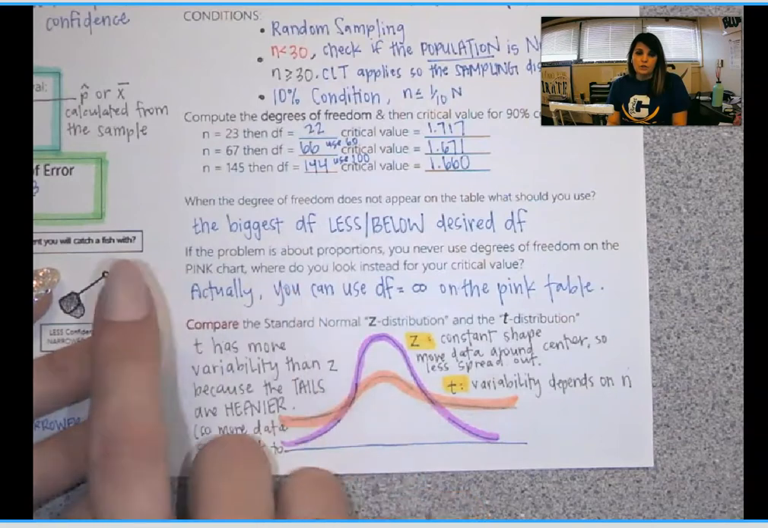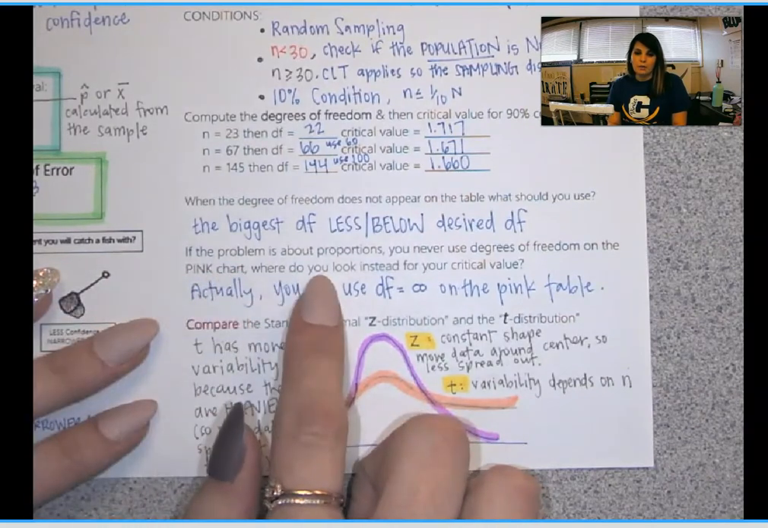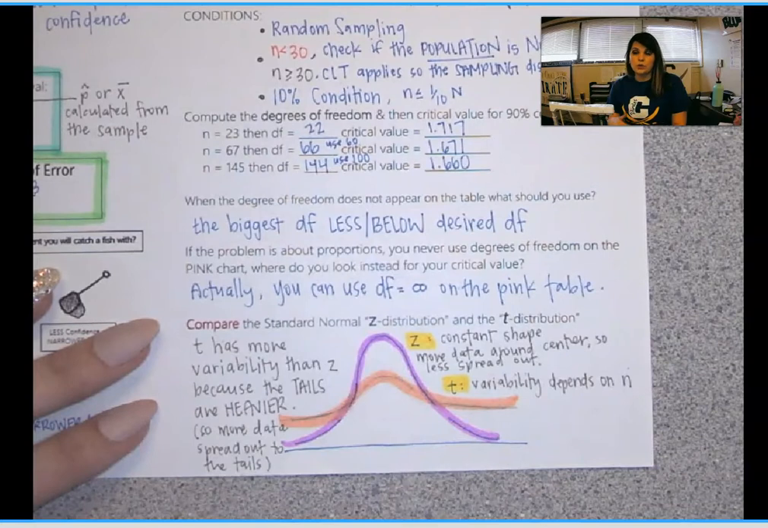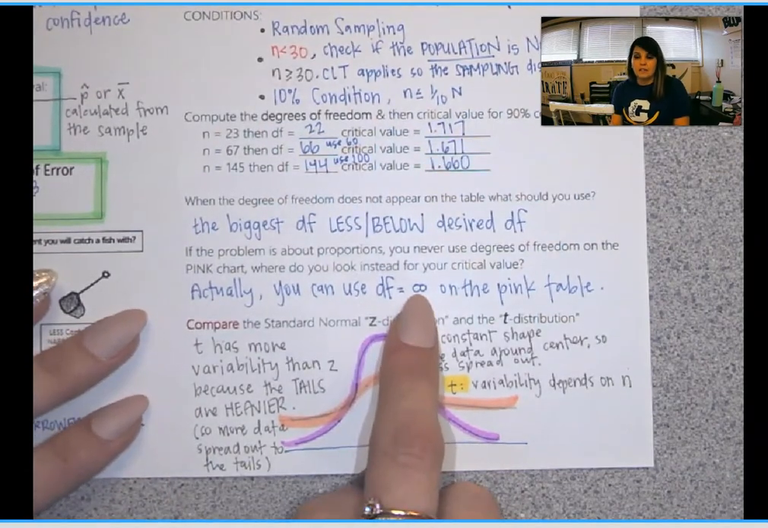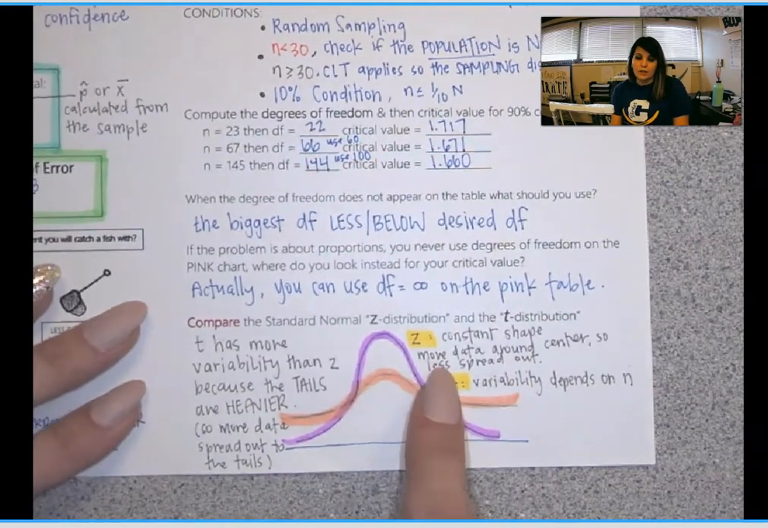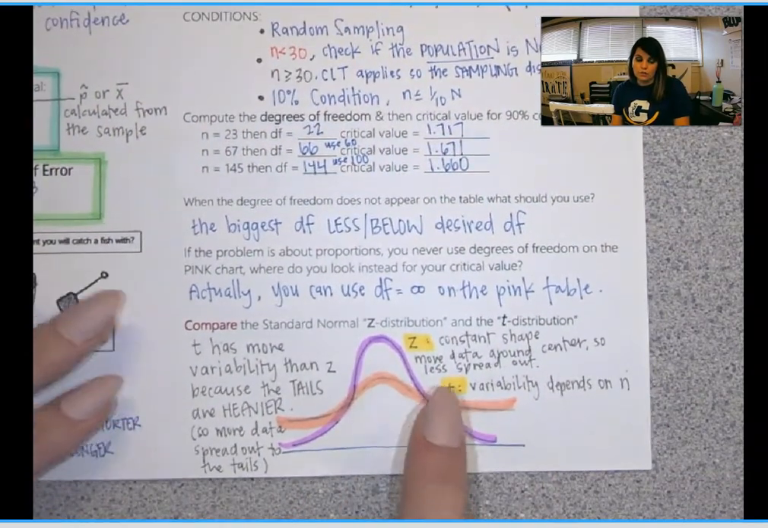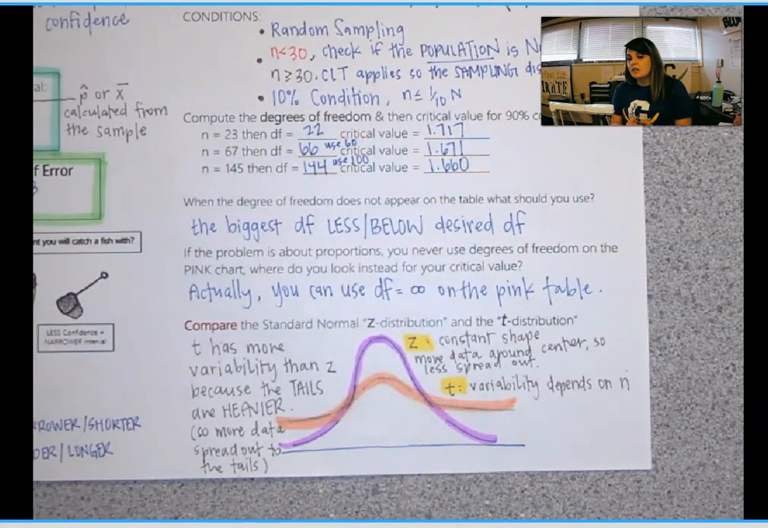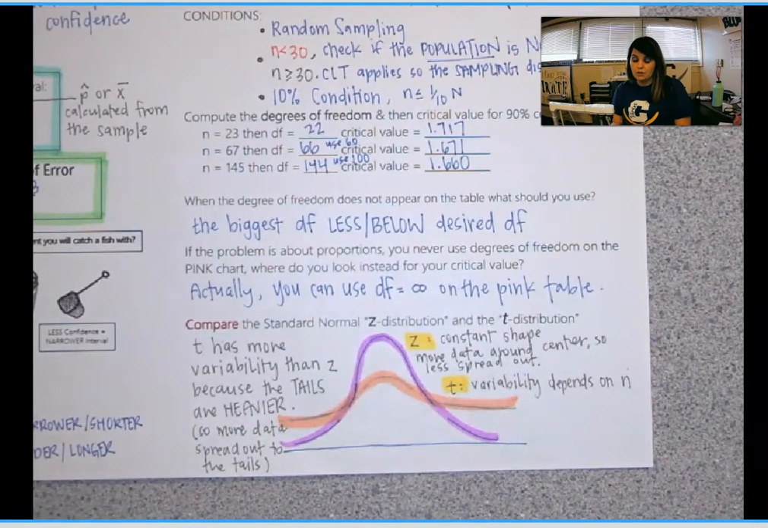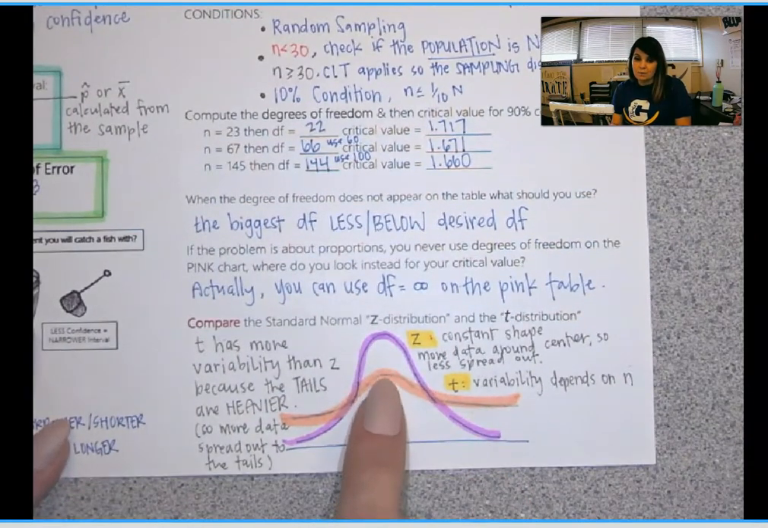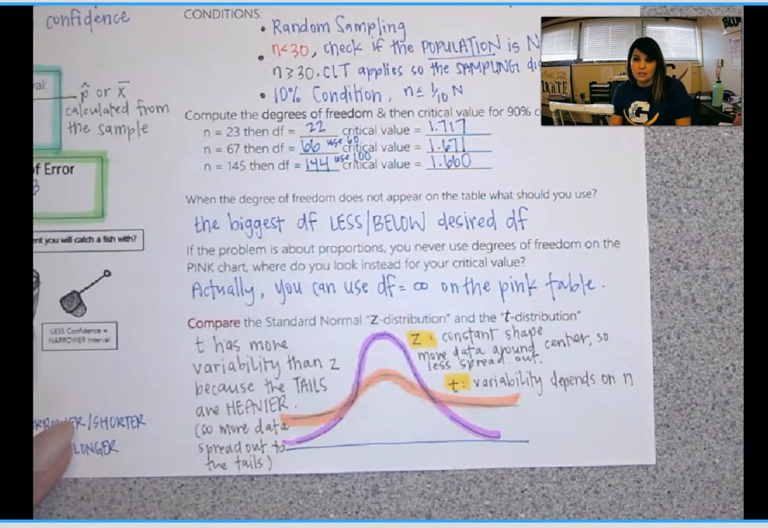If the problem is about proportions, we don't use degrees of freedom. We use the Z critical values, but you can still use your pink chart. It's the degrees of freedom of infinity. And that lends very well into the next section of this overview, which is that the reason you can use degrees of freedom infinity as your Z critical is because when your sample is large, your T distribution looks exactly like your Z distribution.